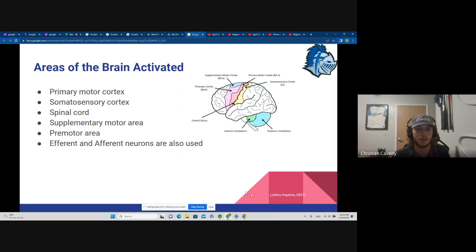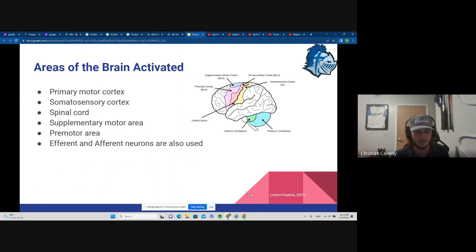So the areas of the brain activated during the pitch. It starts with the primary motor cortex, and this is our initiator for the movement. And then the somatosensory and supplementary, I apologize. The supplementary motor and the premotor cortex are both essential for what motion needs to be conducted to be successful. Again, the primary, supplementary, and premotor promote the motion.